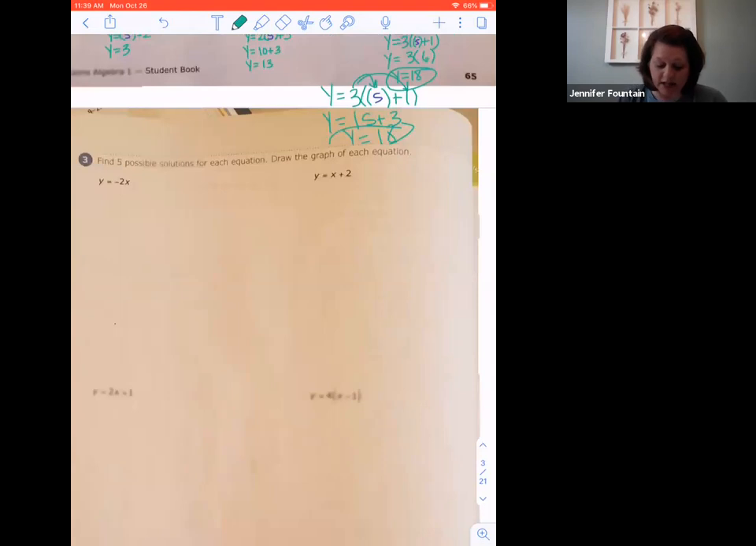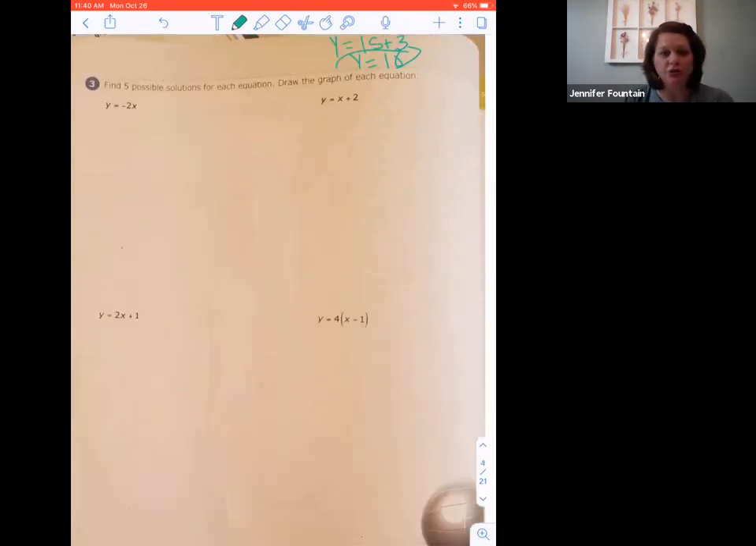All right, now let's look at the next page. Let's see, that's going to be page 66. The directions say find 5 possible solutions for each equation and draw the graph of each equation. Okay, so we're going to work one together. We're going to draw the chart and then we will graph it. So again, notice you've got 4 graphs on this page that you're going to have to do. So get a piece of graph paper, fold it in half. Once you've done that, you'll have 4 separate areas to draw a graph.